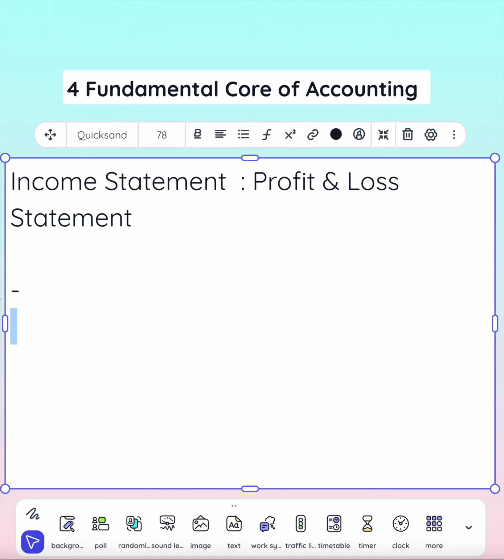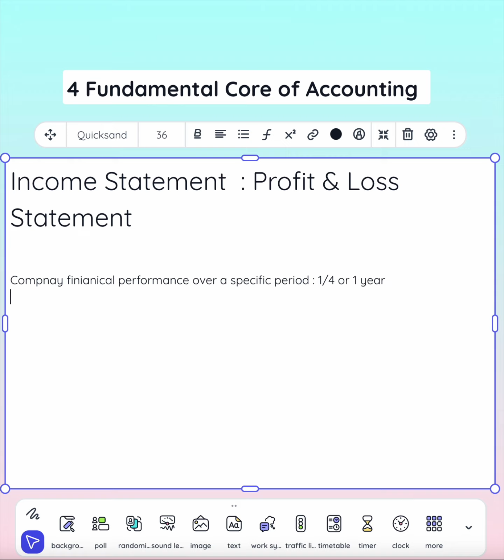Let me write down the key concepts here: financial performance, revenue, expenses over a specific period. It can be a quarter, like a quarter of a year, or one year. So it's like a report card for the business.